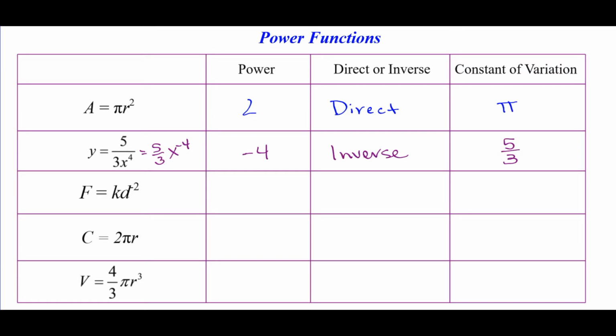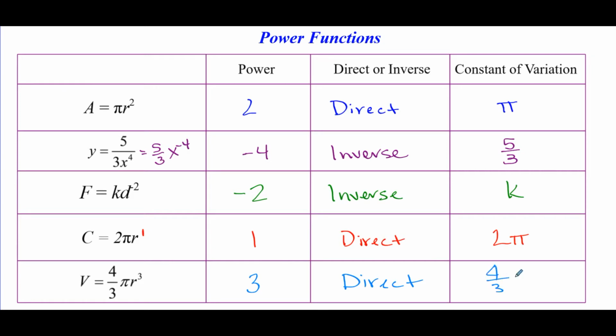In the next example, we're going to say that my power is the negative 2, so inverse variation, and my constant of variation is k. In the next example, the circumference formula equals 2 pi r. There's no exponents, so we're going to say the power is 1. So this is direct variation. And then my constant of variation is the 2 pi. So your constant of variation is everything except for the base and the exponent. And in our last example, my power is going to be 3, which will be direct variation since it's positive, and my constant of variation is going to be 4/3 pi.